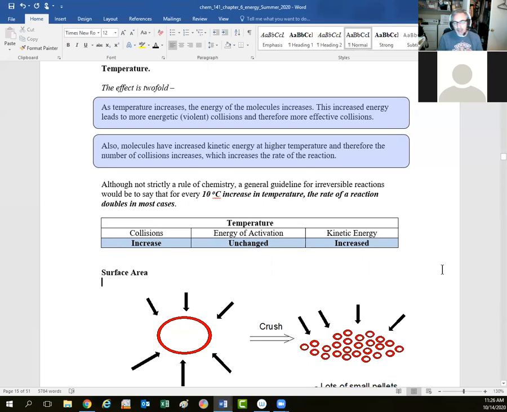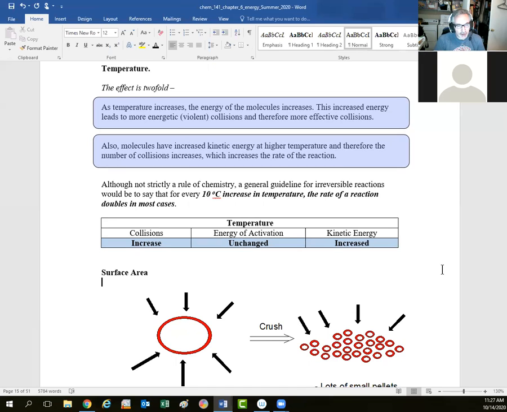Of course, conversely, if we decrease temperature, molecules are moving more slowly, we'll see less collisions. Fewer of the collisions will have the energy of activation, and so the reaction would slow down. As a general trend or measure, we normally see that the rate of the reaction doubles for every 10 degrees rise in temperature.